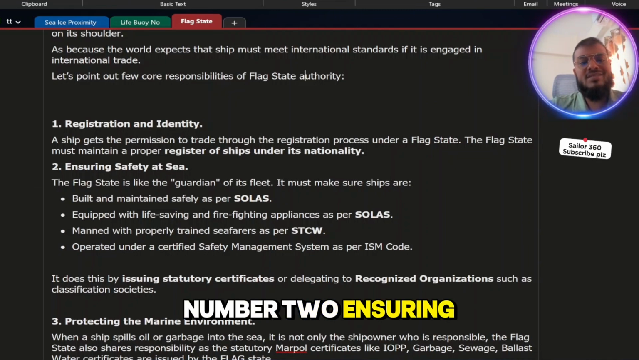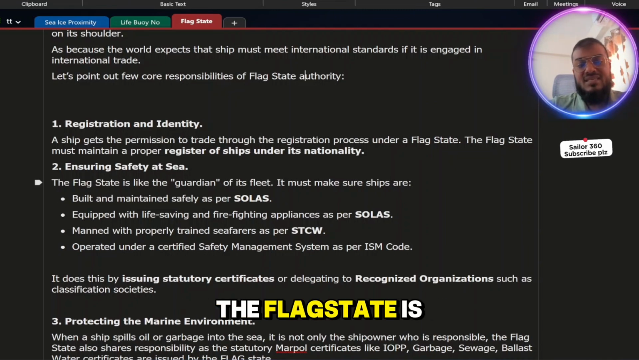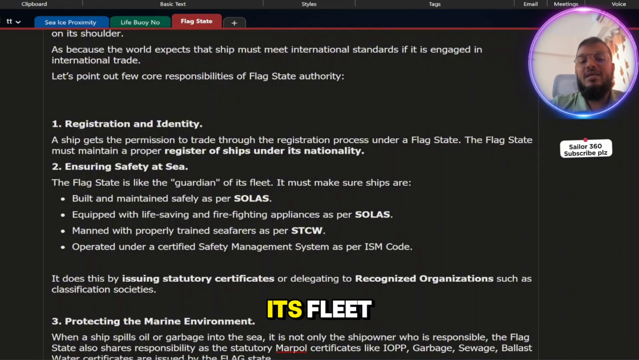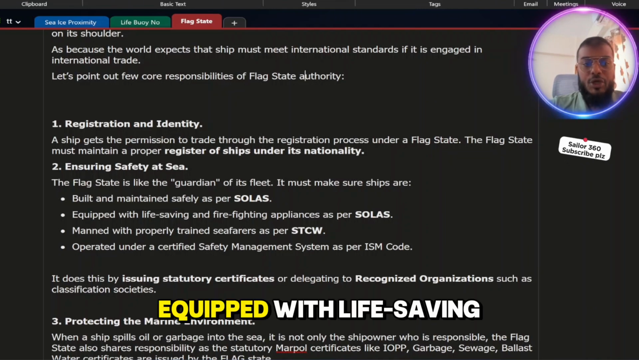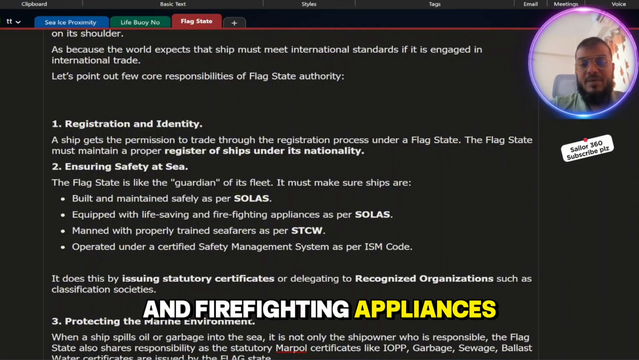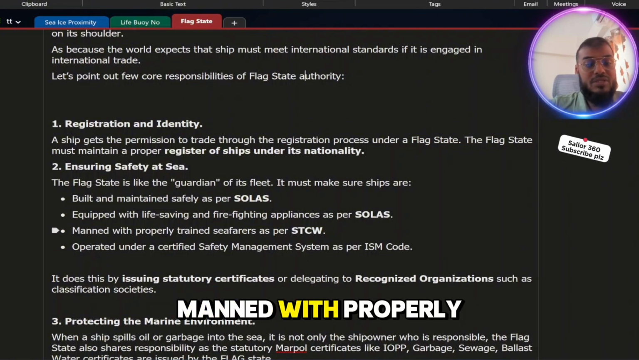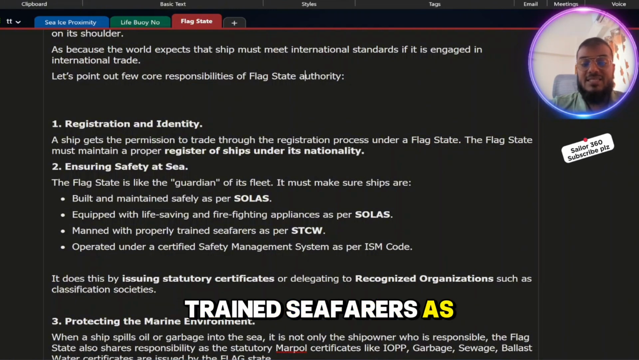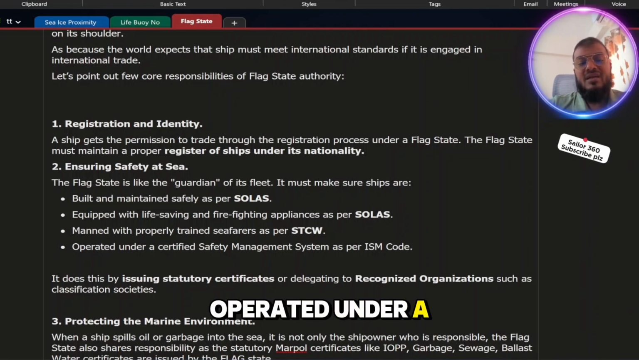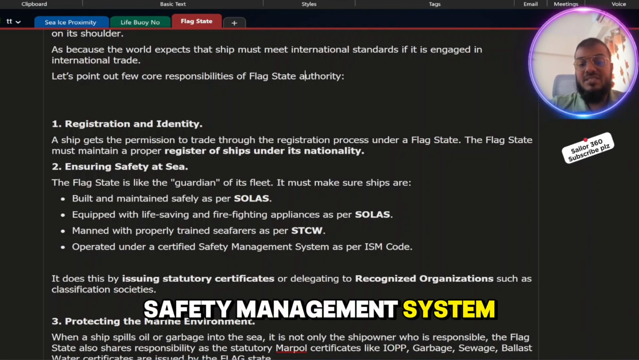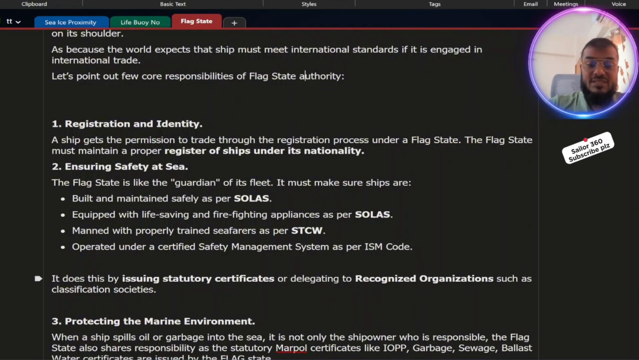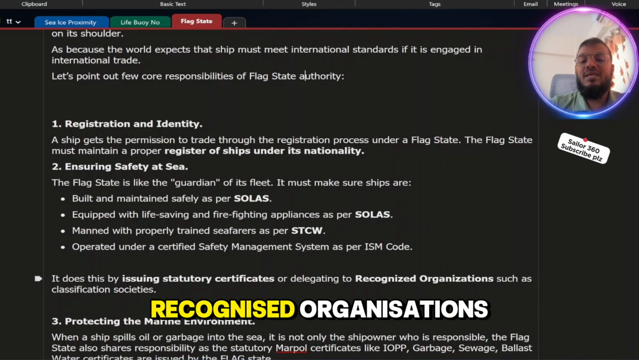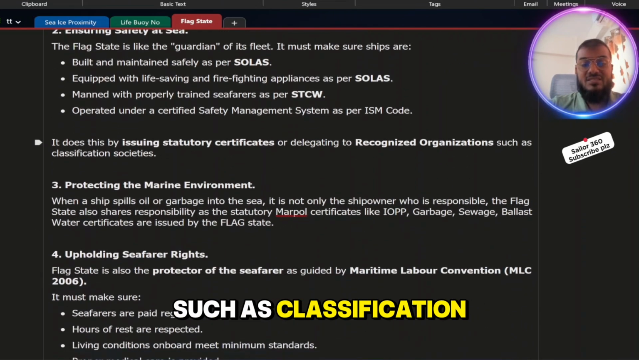Number 2. Ensuring safety at sea. The flag state is like a guardian of its fleet. It must make sure ships are built and maintained safely as per SOLAS, equipped with life-saving and firefighting appliances as per SOLAS, manned with properly trained seafarers as per STCW, and operated under a certified safety management system as per the ISM Code. It does this by issuing statutory certificates or delegating to recognized organizations such as classification societies.